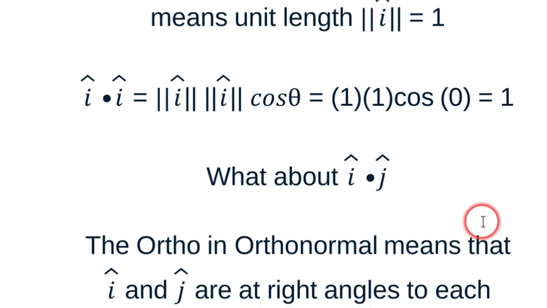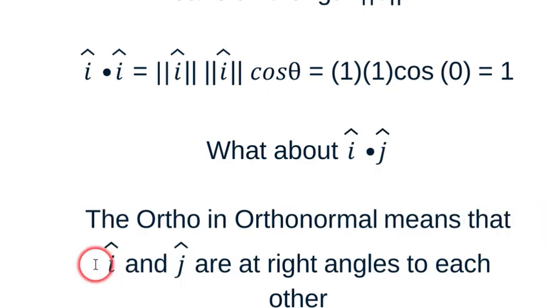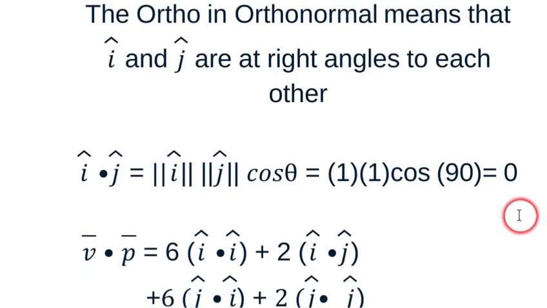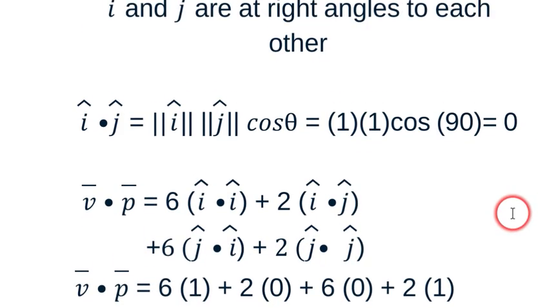Well, the ortho and orthonormal means that i hat and j hat are right angles to each other. So we do that same thing. We say we got 1 and 1. What's the angle between them? It's 90 degrees. What's the cosine of 90 degrees? 0. So our four terms look like this.